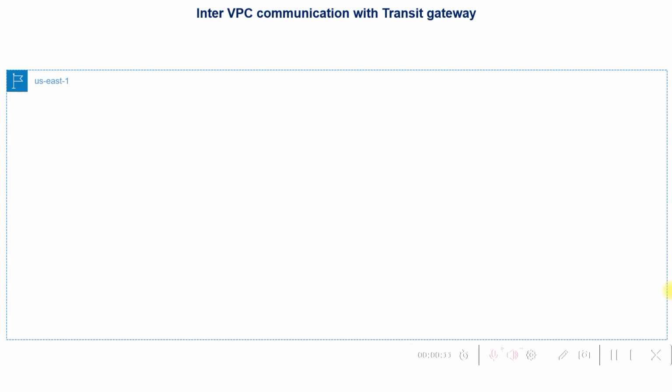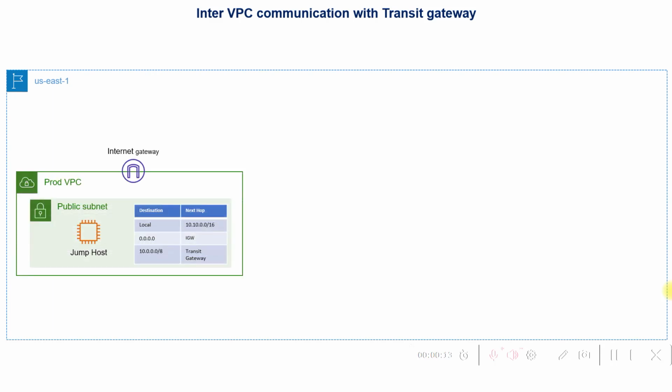Hi friends, in this lecture we are going to see how we can achieve inter-VPC communication with transit gateway. So in the US East 1 region, we are going to configure two VPCs. The first one is prod VPC.